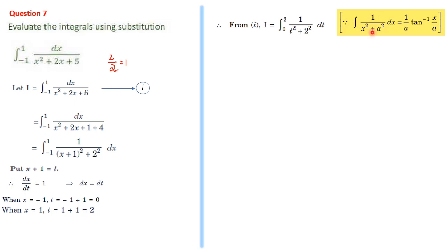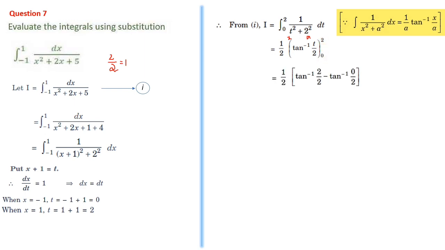So let's recall the formula. Integral of 1 divided by x square plus a square dx is 1 by a tan inverse x by a. So here this can be considered as x and this can be considered as a. If you want, we can just mention here that this one we consider as x and this one we consider as a. Then just substitute in the formula, that is 1 by a is 1 by 2, tan inverse x by a. So tan inverse x is t here, so t divided by a is 2. So limits you have to apply 0 to 2.